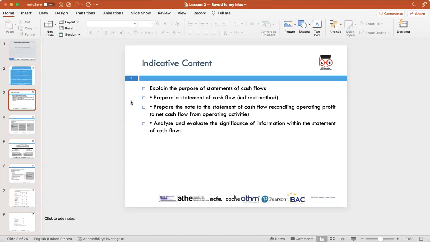So also, why do we need statement of cash flow? Statements of cash flow are important for a few key reasons. First of all, liquidity and survival. Making profit is great, but having enough cash on hand is crucial for the short-term survival of any business. You need cash to pay your immediate bills and debts.